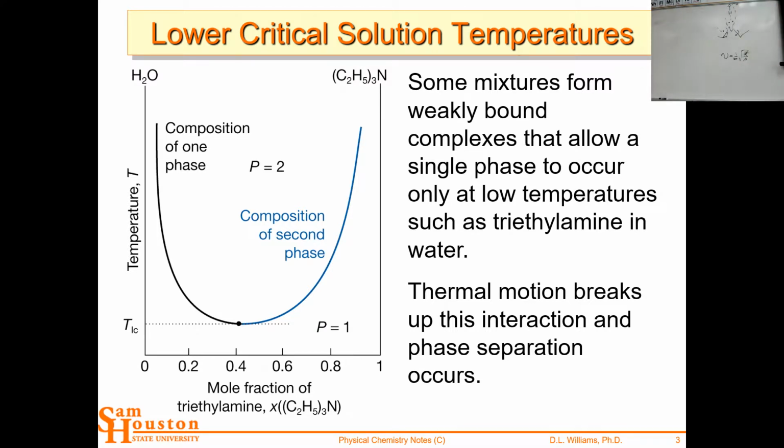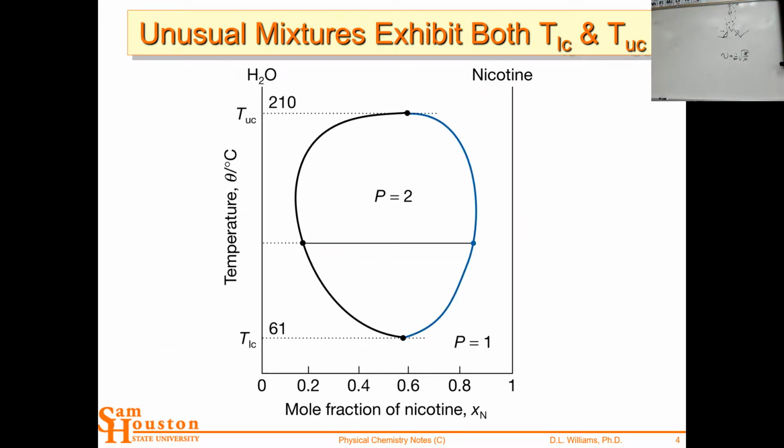There's one more that's even stranger. This is the lower critical solution temperature. This is nicotine. So it has both a lower critical solution temperature and a higher critical solution temperature. Now these are quite high temperatures. Notice low is 61 degrees C, and the other is 210. So this is obviously still in the liquid phase, so this is going to be at an elevated pressure. Water's at 210 degrees Celsius, so it's above its boiling point, but since it's still liquid, the pressure is higher than 1 atmosphere.